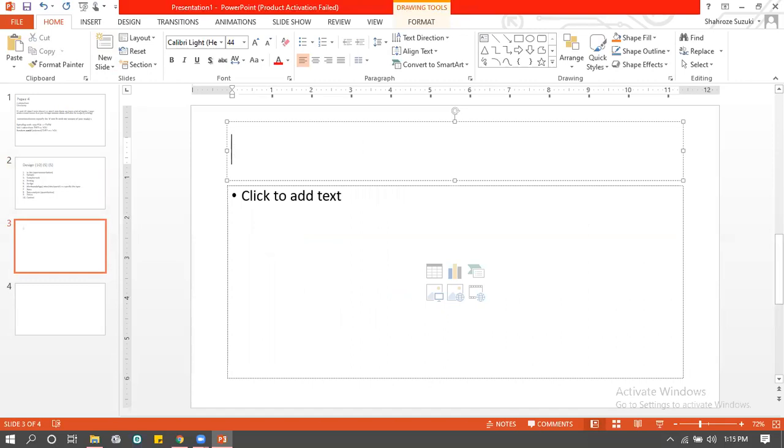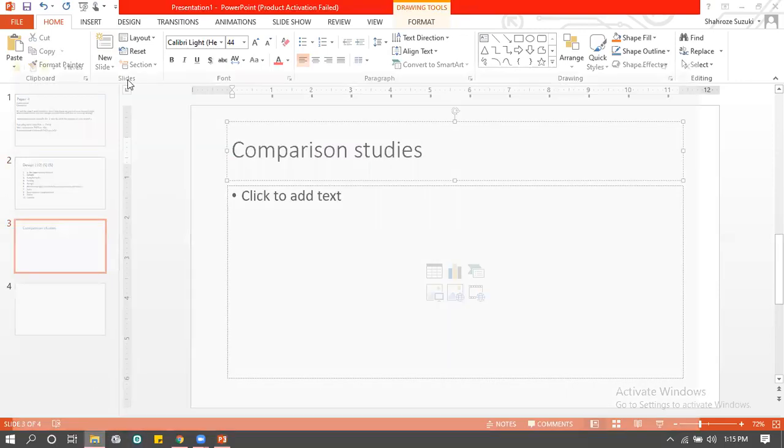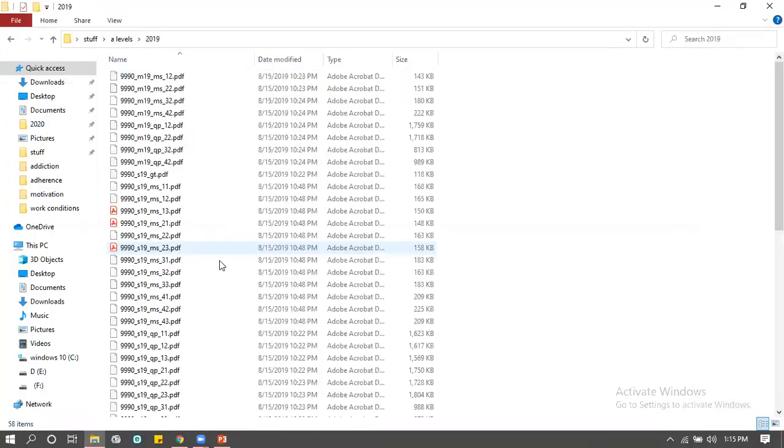Comparison first. Comparison studies. All right, let's find a comparison study to play around with. Let's go with March 19, paper 42.